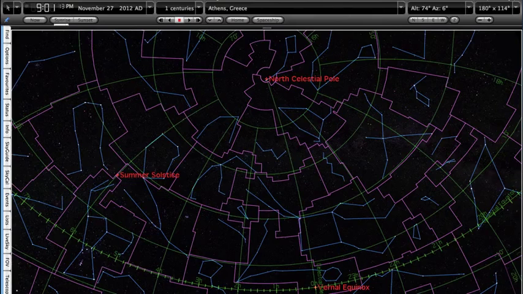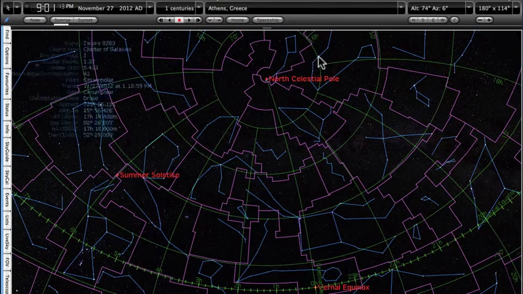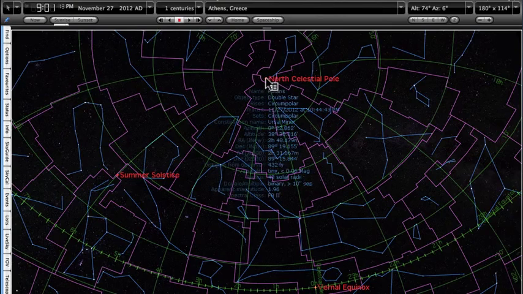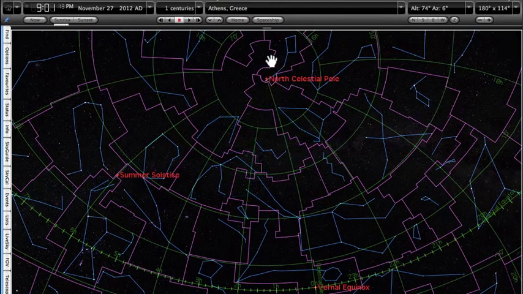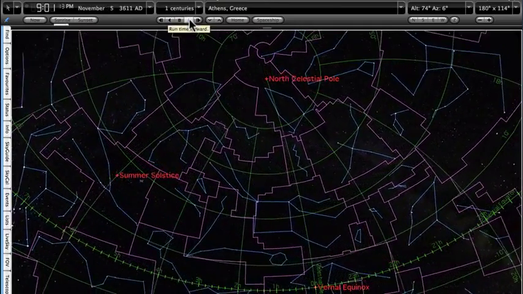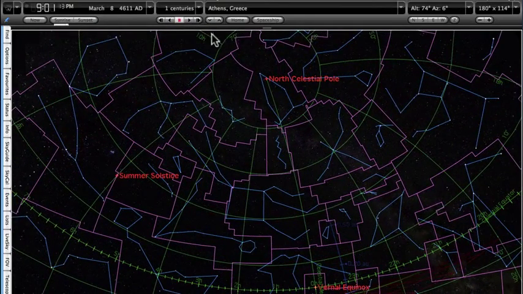Back in Athens, it's still November 27th. What I've done is I've attempted to have the software keep us centered on the North Celestial Pole so that we will be following the North Celestial Pole as time goes on, and I will make time move by centuries. And what you will notice is that over time, the celestial pole moves.